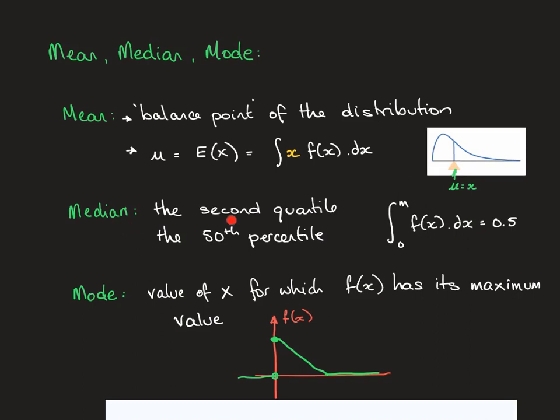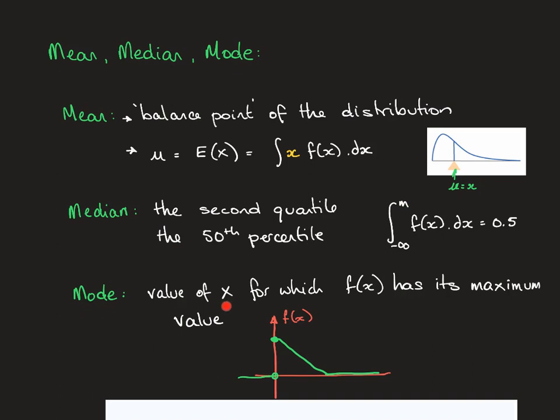The median is the second quartile, or the 50th percentile. So what you're looking for is the area from the lowest value, that should say negative infinity, up until m, that gives the area under the curve equal to a half. You could also come from positive infinity down to m, but that m value will be your median.